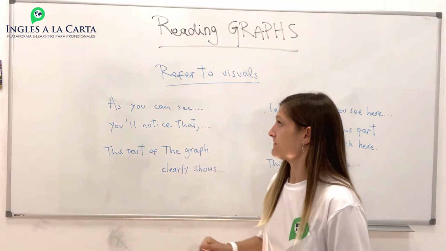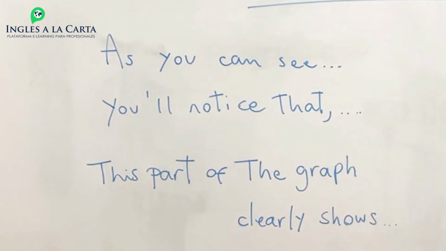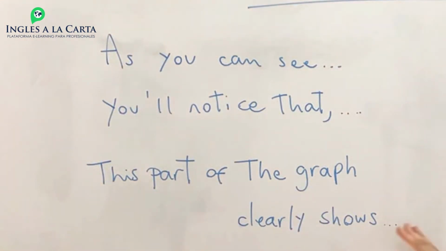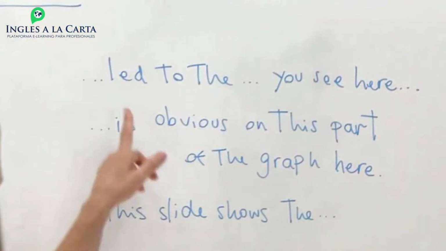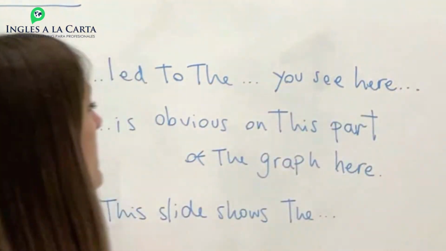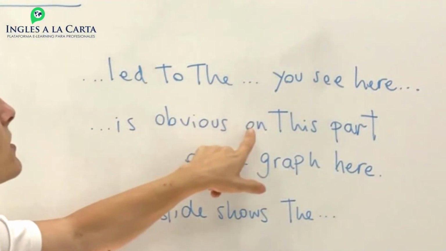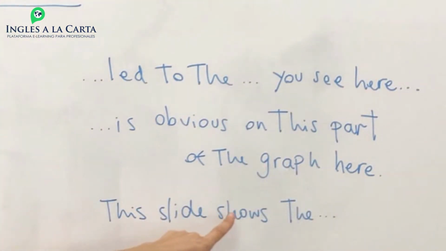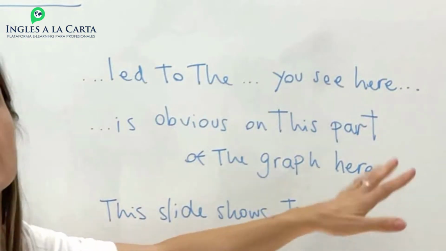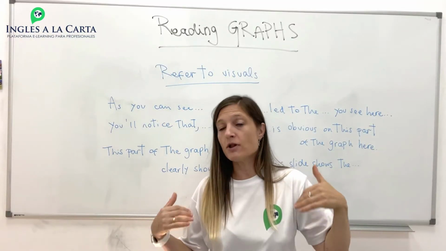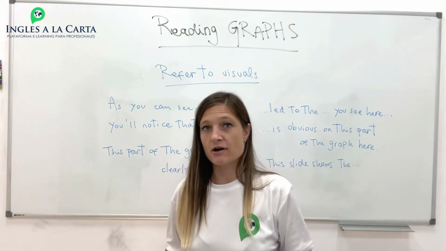And here we have, as you can see, you'll notice that this part of the graph clearly shows, led to the trend you see here, is obvious on this part of the graph here. This slide shows the blah blah blah. You'll see this in an example, but this is going to happen later on.